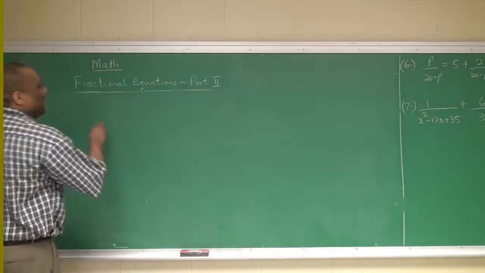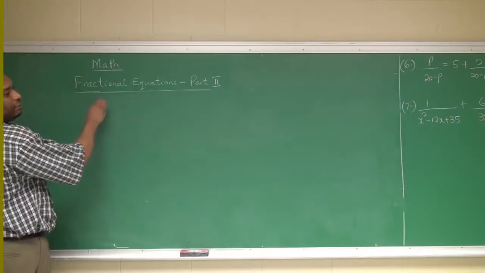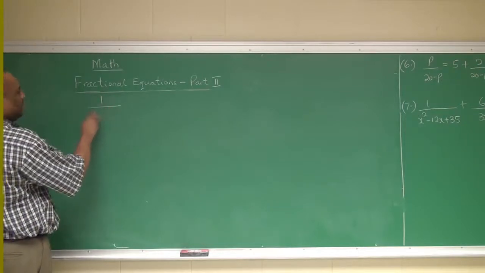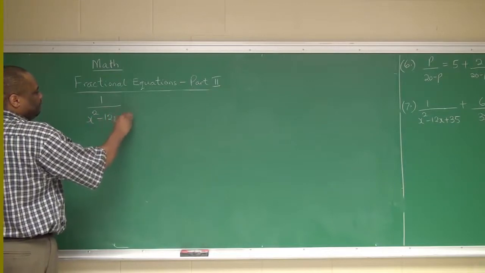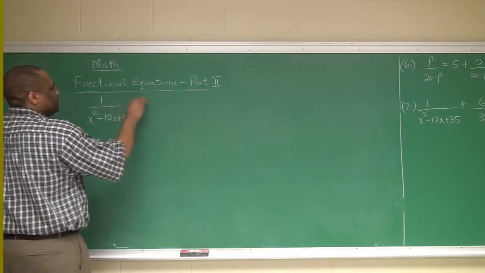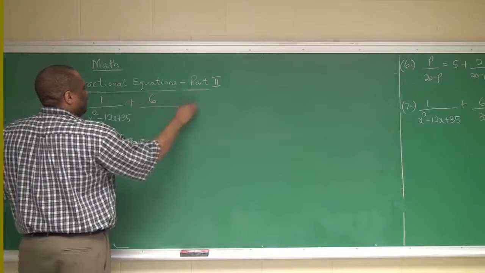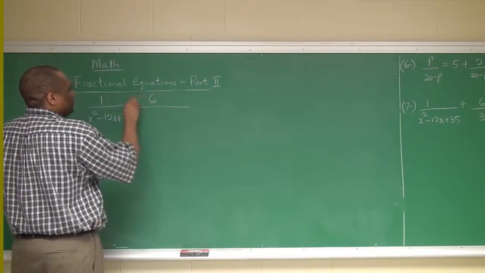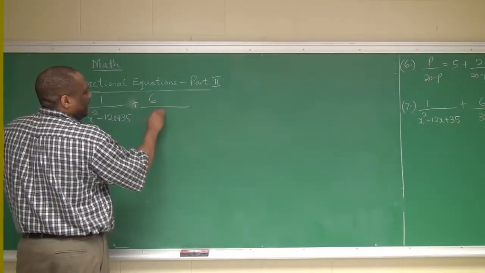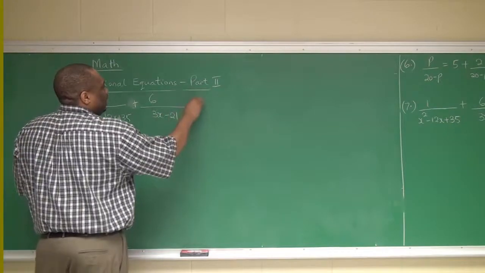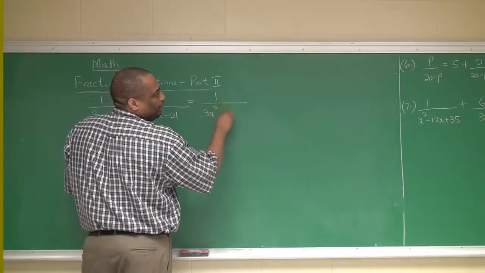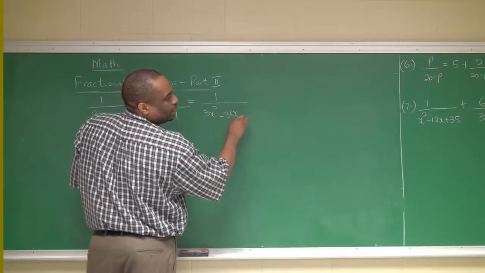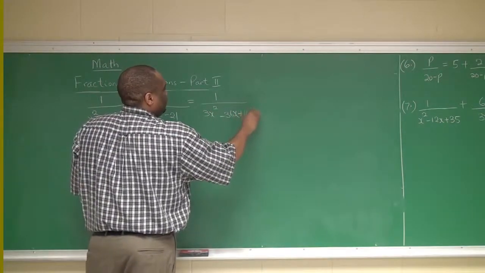Okay. Now, question 7, we have 1 over x squared minus 12x plus 35 plus 6 over 3x minus 21 equal to 1 over 3x squared minus 36x plus 105.